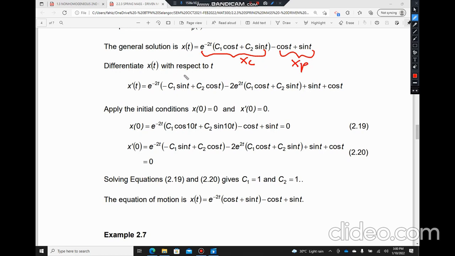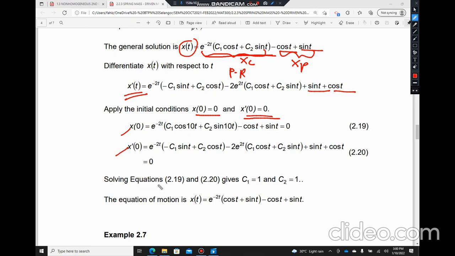Okay, differentiate with respect to t. Yang ni awak kena differentiate. So differentiate one by one. This one you need to use product rule, guna product rule, and then this one differentiate cos dapat sin, differentiate sin dapat cos. Okay, then next apply the initial conditions. X(0) equals to 0 and X prime (0) equals to 0. So awak akan dapat these two equations 2.19 and 2.20.